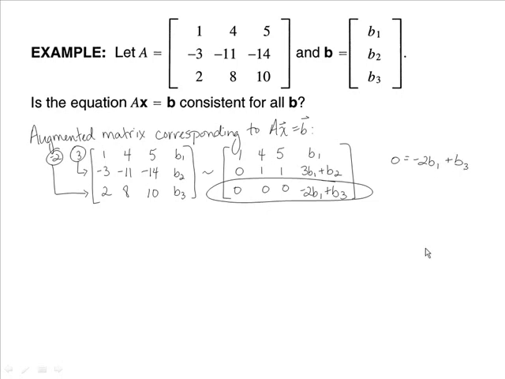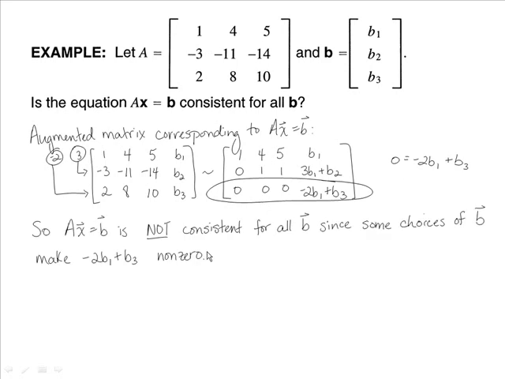We want to know if it's consistent, and the only way that it's consistent for all b is if there are no choices for b1 or b3 that would make this non-zero. And that's not true. I could choose a number for b1 or b3 and this equation would come out to be a non-zero number, which would make this equation false. So Ax = b is not consistent for all b, since some choices of b will make -2b1 + b3 non-zero.